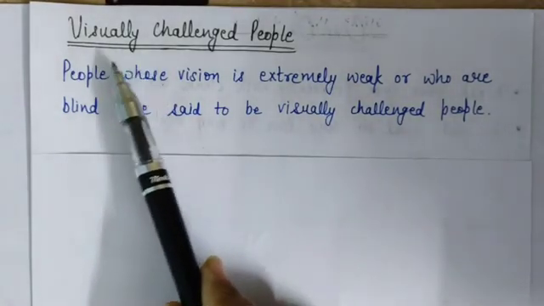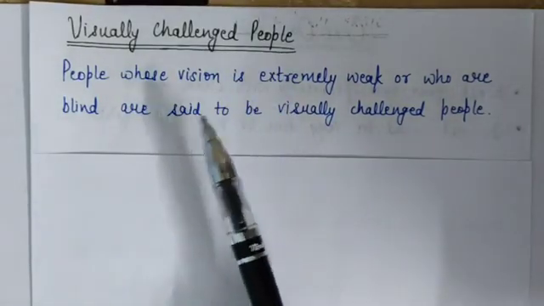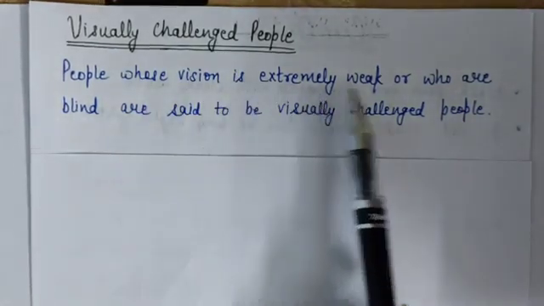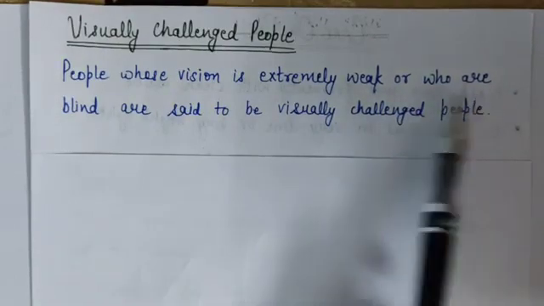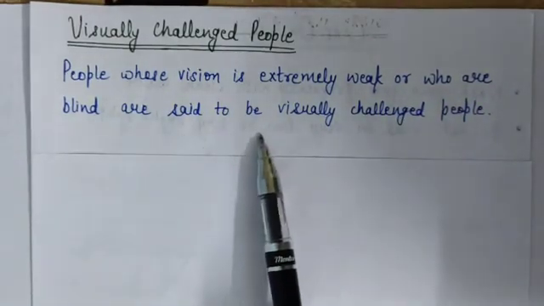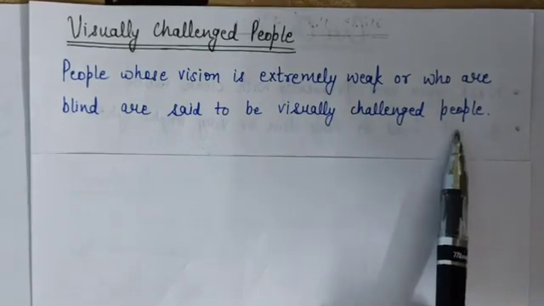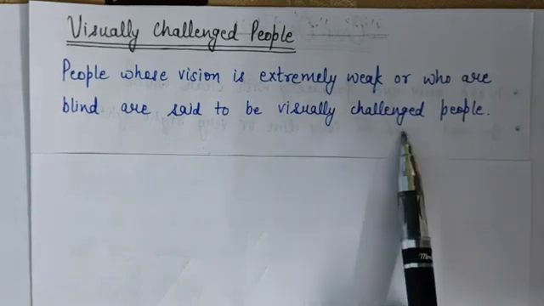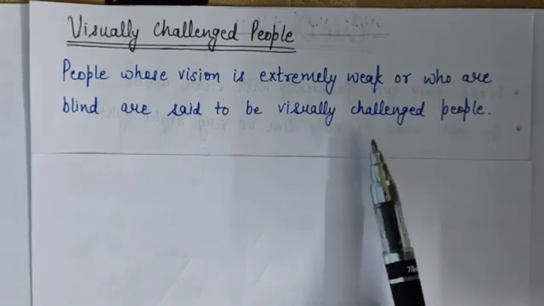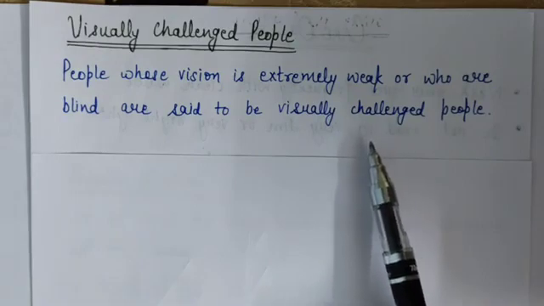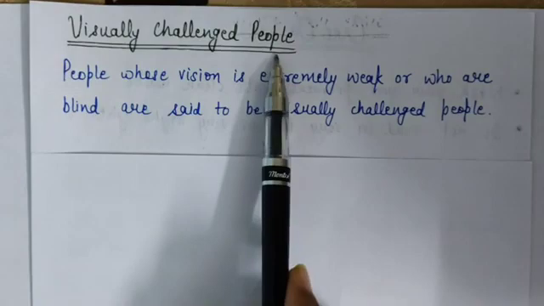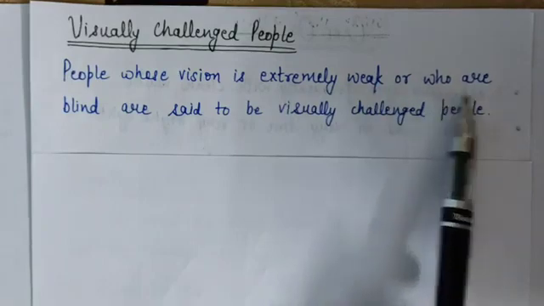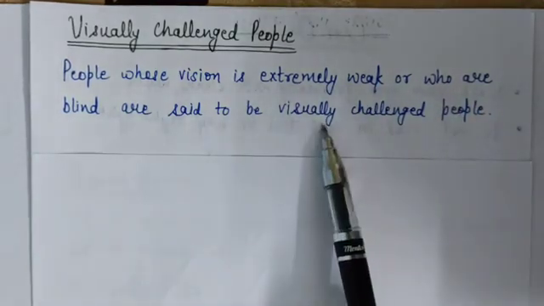Now the next topic is visually challenged people. When is a person said to be visually challenged? People whose vision is extremely weak or who are blind are said to be visually challenged. They cannot see because their retina, optic nerve or cornea do not function properly.